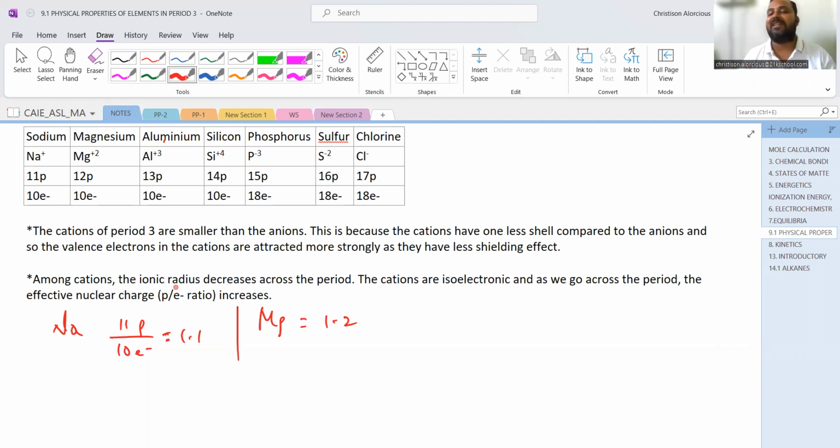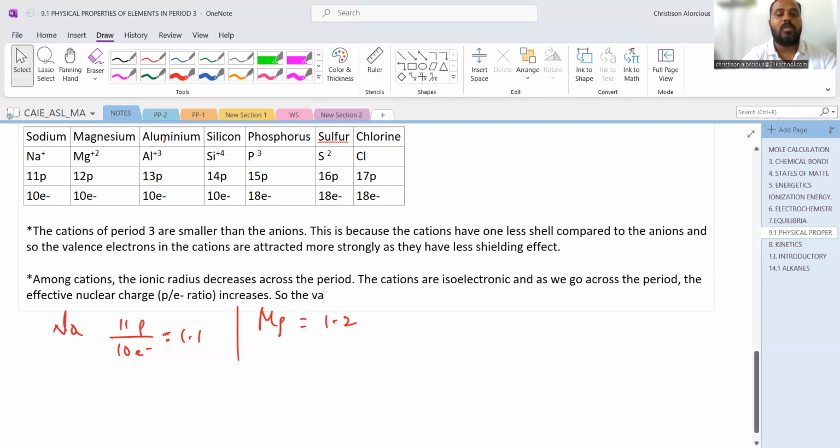Okay, so we could have basically done the same discussion, similar to how we discussed atomic radius, but considering that they are isoelectronic species, we use a very simple approach by talking about the proton to electron ratio. Usually you tend to use the proton to electron ratio only in isoelectronic species because there everything else kind of remains the same, and the only thing that is varying is the proton to electron ratio. So we reserve this for isoelectronic species. So we say that the cations are isoelectronic, and as you go across the period, the effective nuclear charge, which is the proton to electron ratio, increases.